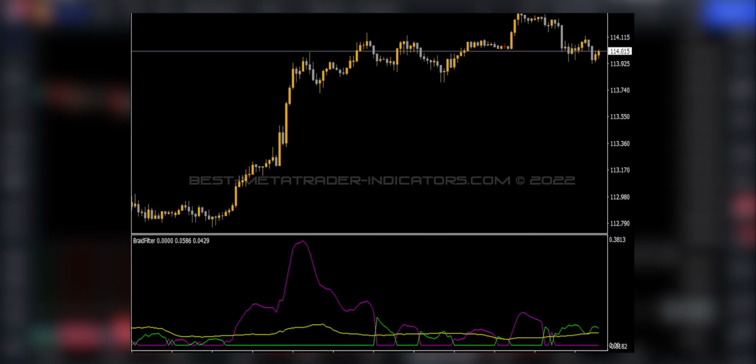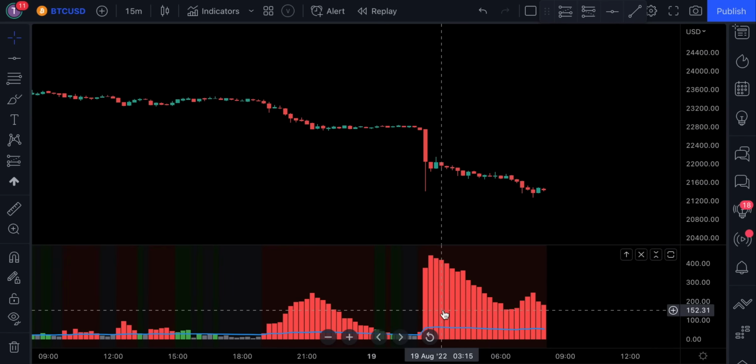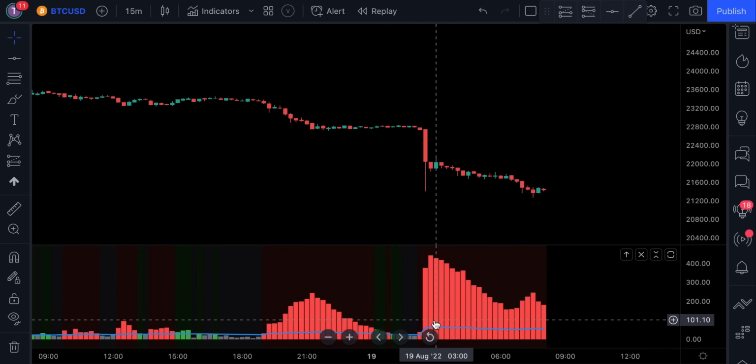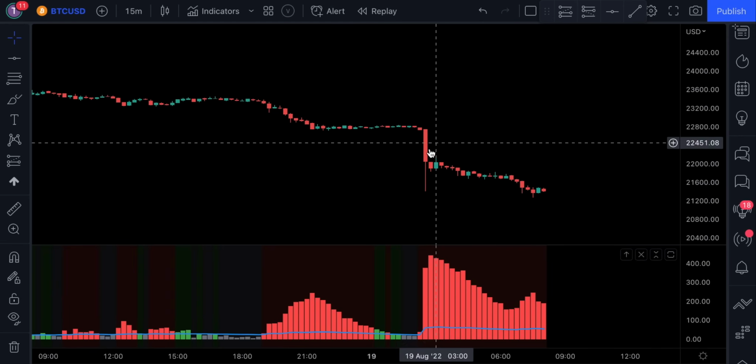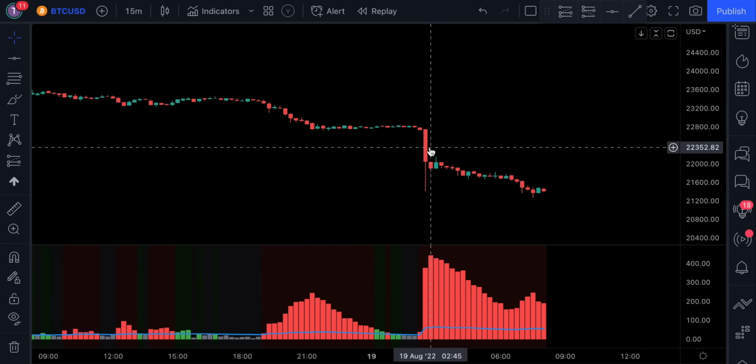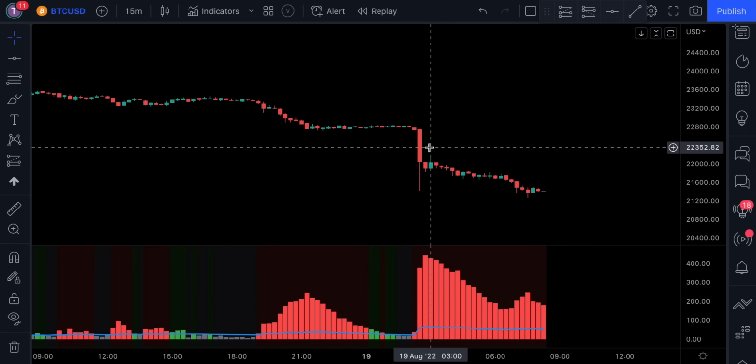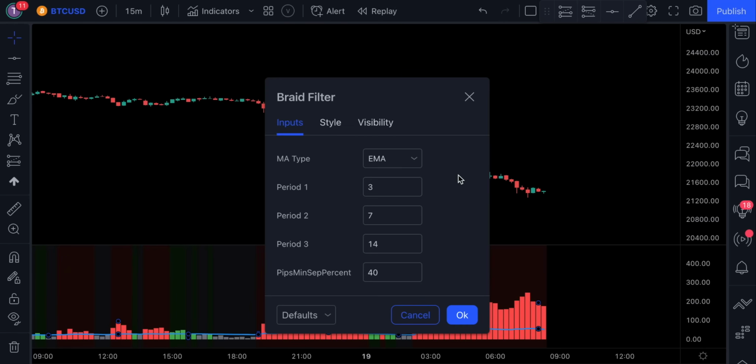The original version consists of 3 lines and in my opinion is a bit harder to read. This particular indicator is a second version of the Braid Filter. As we can see, it's really easy to understand so that even a beginner can use it. There's also another version that colors the bars, but unfortunately it's not available on TradingView. Okay, so this indicator was first introduced in 2006 by a man named Robert Hill, also known as Mr. Pips. If we access its settings, we can see that the indicator is based on different types of moving averages.